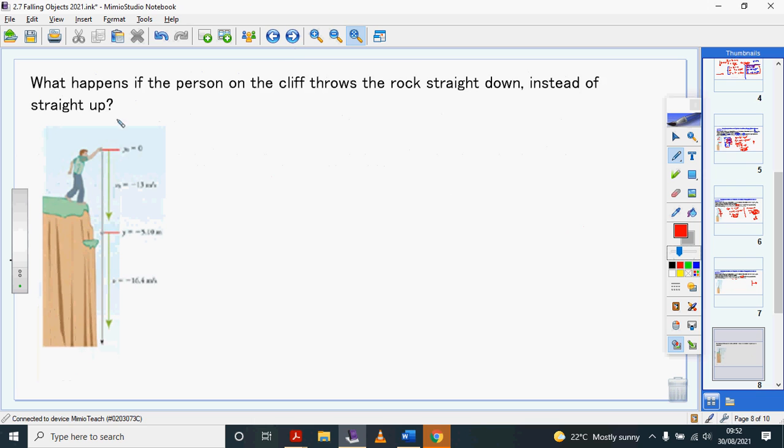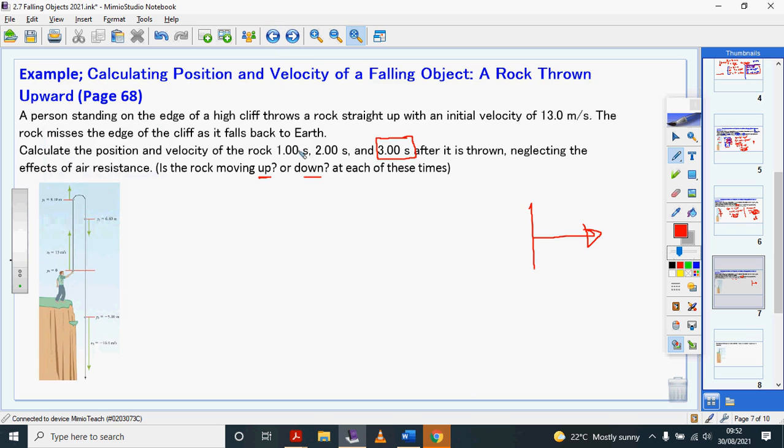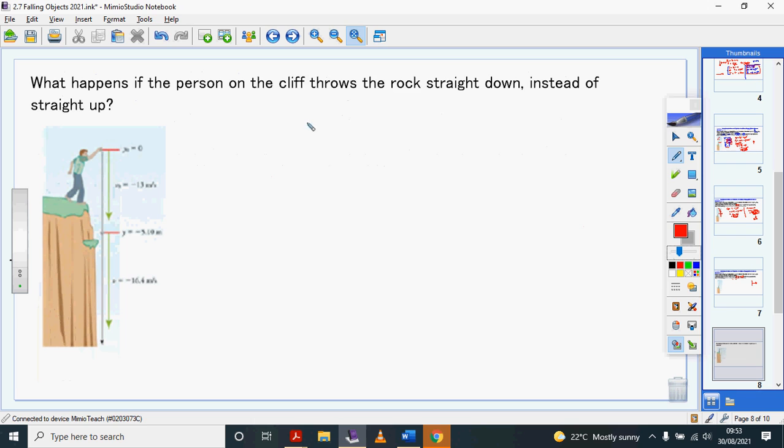Okay, so if we think about it deeper, what do you think would happen if the guy on the cliff throws the rock straight down instead of straight up? I'm going to calculate that one for the 2 seconds. If he throws the rock straight down, then his initial velocity is no longer positive, it's negative, because he's throwing it down, and we know down is negative. His acceleration is still negative 9.8 meters per second squared.